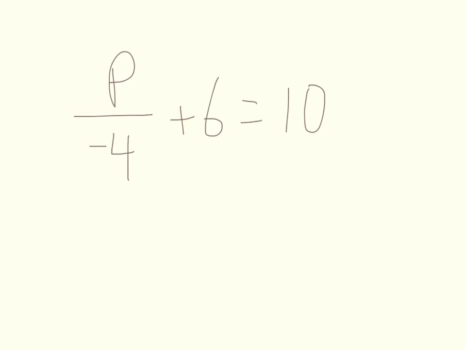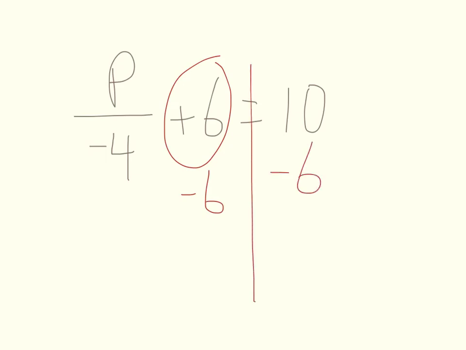So I'm going to go ahead and do, if this says plus 6 right here, the opposite would be minus 6. And I need to do the same thing to both sides. Rewrite what I know, and that leaves me with p over negative 4 equals 10 minus 6 is 4. Now, I need to get p all by itself. P is being divided by negative 4. Okay, if it's being divided by negative 4, the opposite would be to multiply by negative 4.